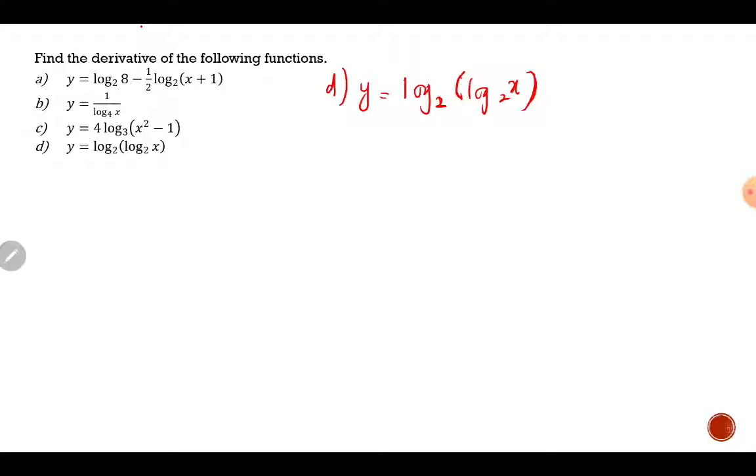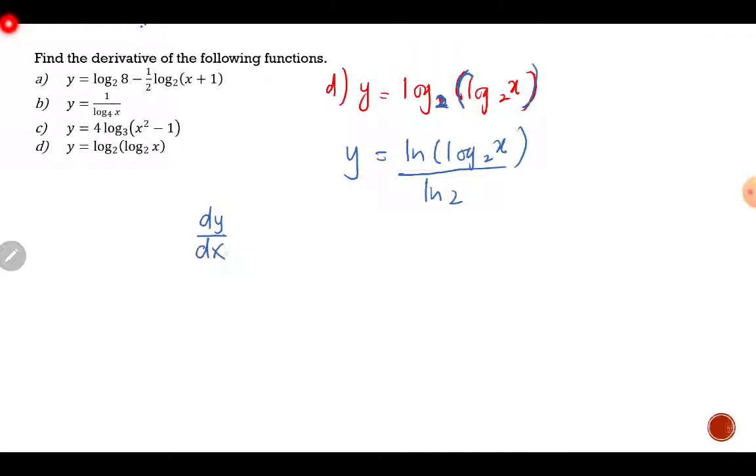Mula-mula kita tukar dulu base 2 yang luar ni. Okay, kita jadikan dia ln apa? Yang bawah of course lah ln 2 lah. Yang atas ni apa? The whole thing here. So ln of log x base 2. Kita belum lagi differentiate.